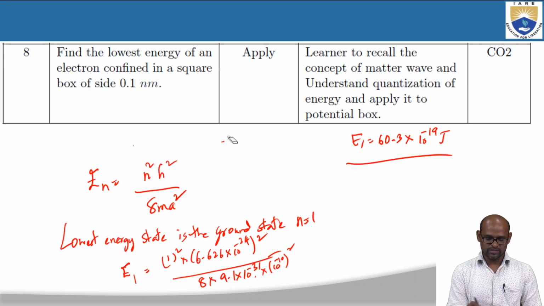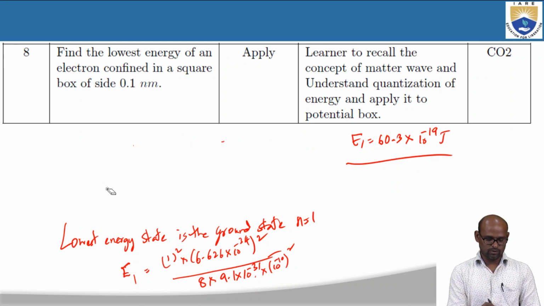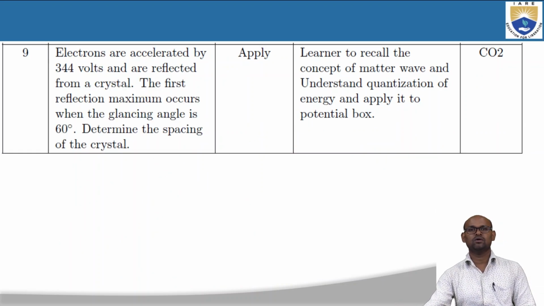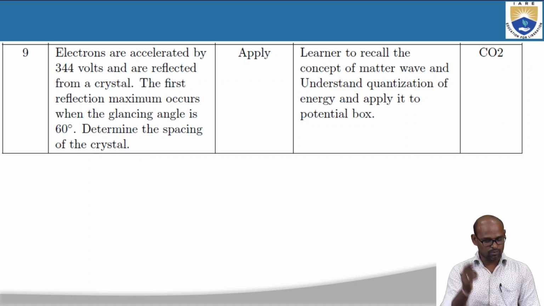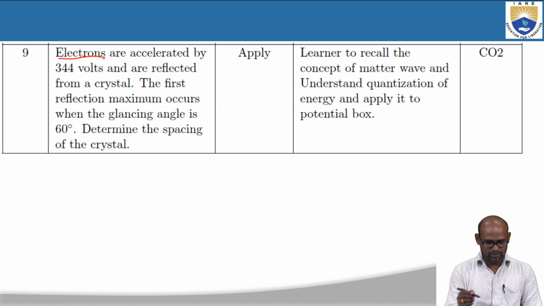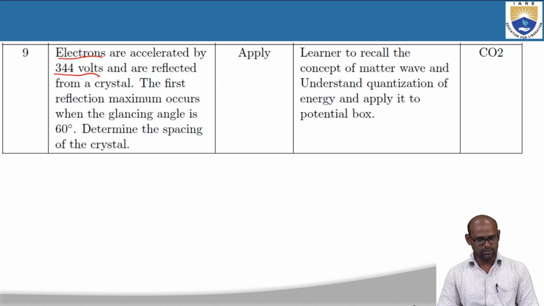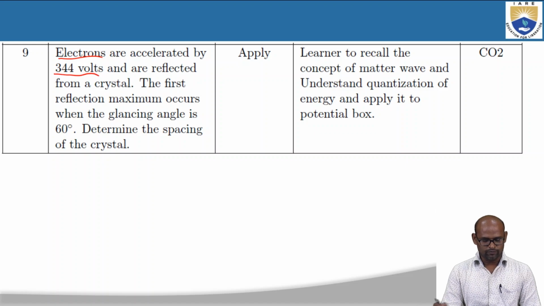Okay, so let us go to the next problem, that is the ninth problem. The ninth problem is: electrons are accelerated by 344 volts and are reflected from a crystal. The first reflection maximum occurs when the glancing angle is 60 degrees. Determine the spacing of the crystal. So the electrons are accelerated by a 344 volt potential and reflected from a crystal, and the first reflection maximum occurs when the angle is 60 degrees.